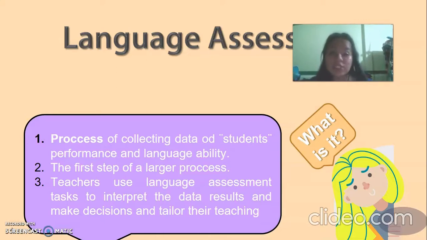In the same way that language teaching requires tasks, the language assessment process also requires activities to get to the point where we want to be. Language assessment is collecting progress. It's collecting data on student performance and language ability. So what we did in the classroom, all those activities that had the primary goal of teaching and improving our students' skills, we get information on what we are doing by using assessment tasks.